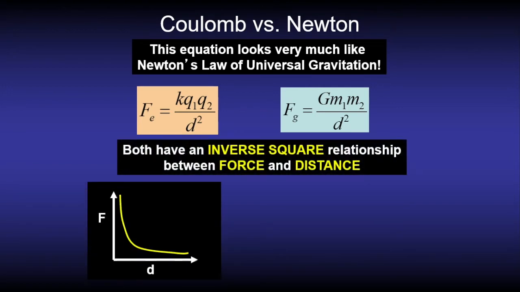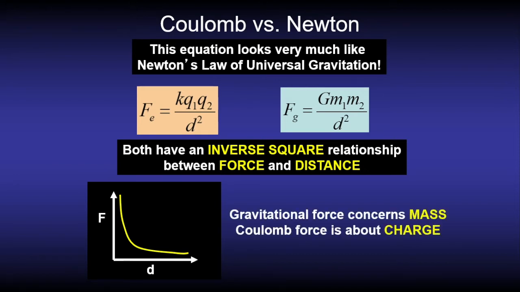Both have an inverse square relationship between force and distance, meaning as the distance increases, the forces get smaller. That's because distance is on the bottom of the equation, and it's also squared. The further apart these things are, the less force they're going to exert on each other. Gravitational force depends on mass, and Coulomb's force is going to depend on charge.